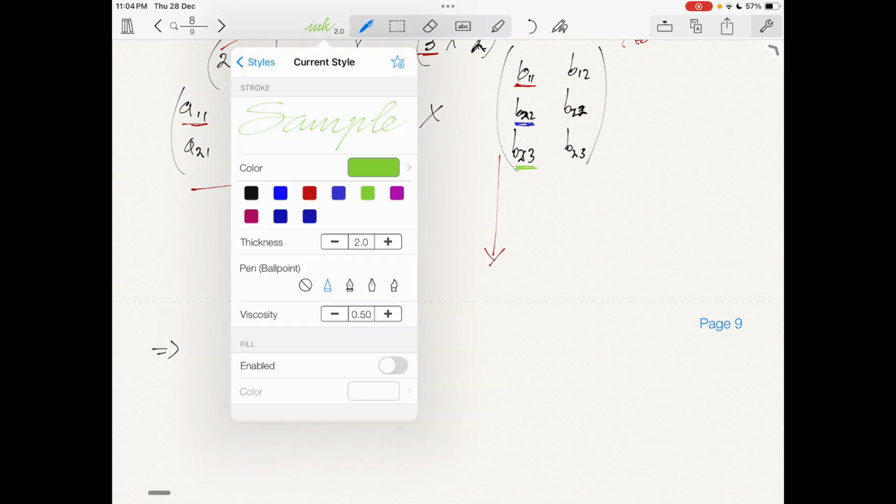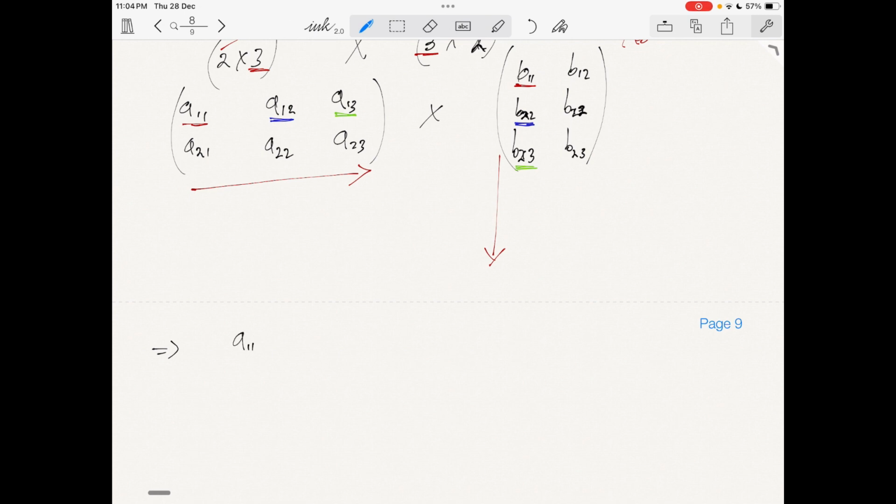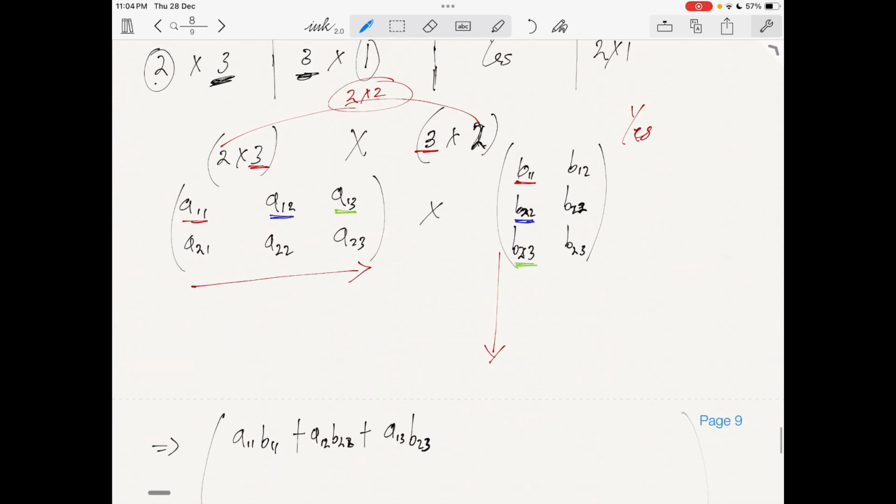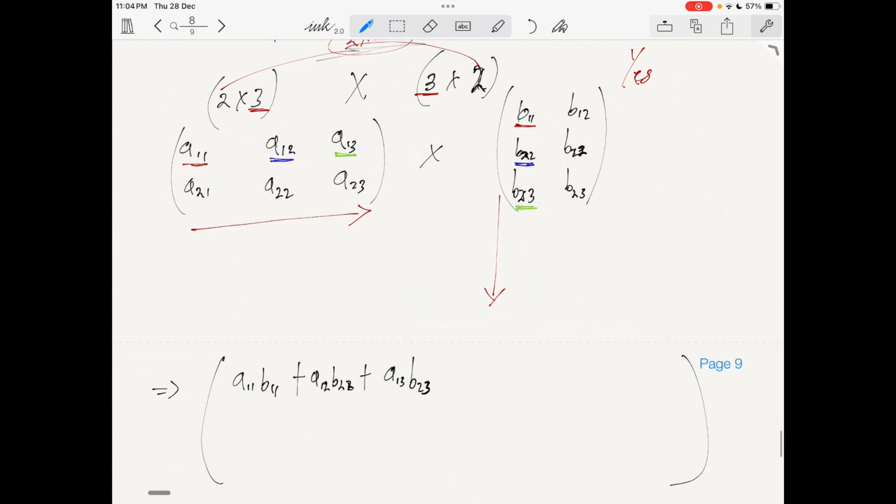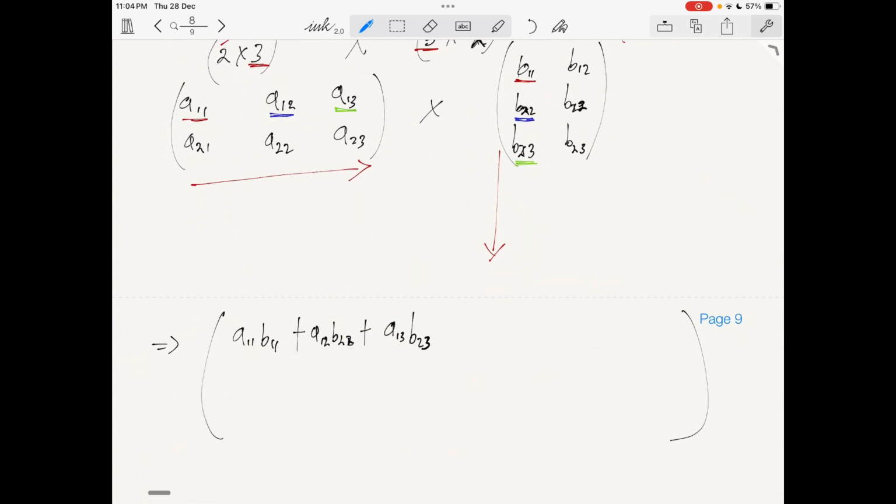So in essence, we are saying that a11 b11 is added to a12 b22 plus a13 b23. Okay, now after that is done, we have already gotten the first element. Remember, the result is a 2 by 2 matrix. So if the result is a 2 by 2 matrix, then we have already gotten the first element of the 2 by 2 matrix.